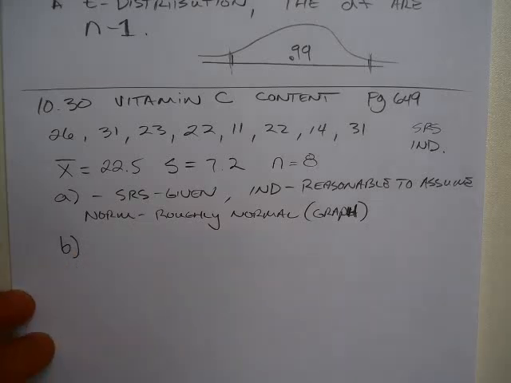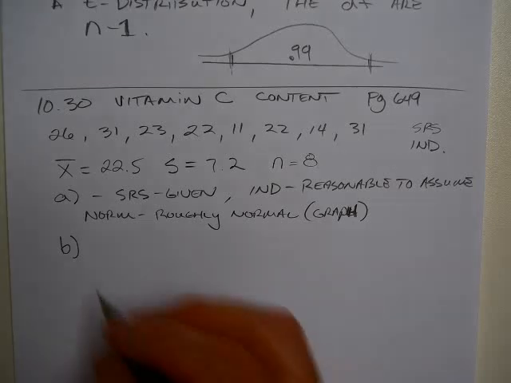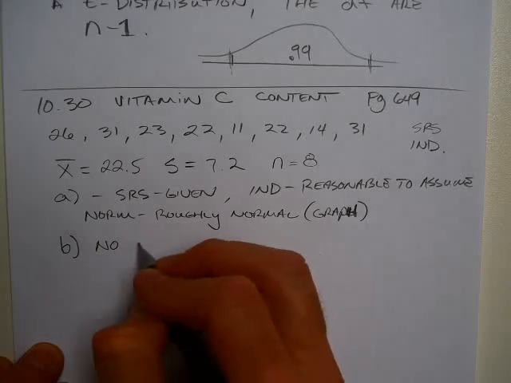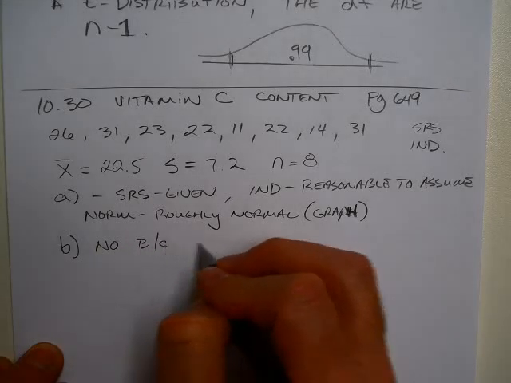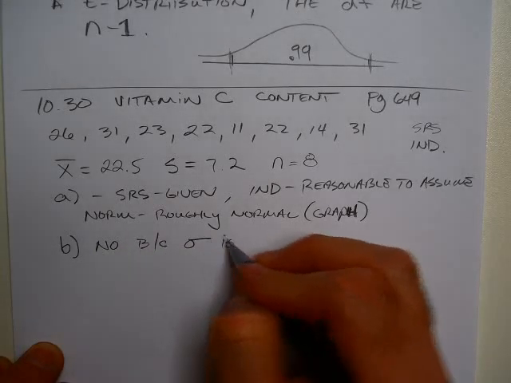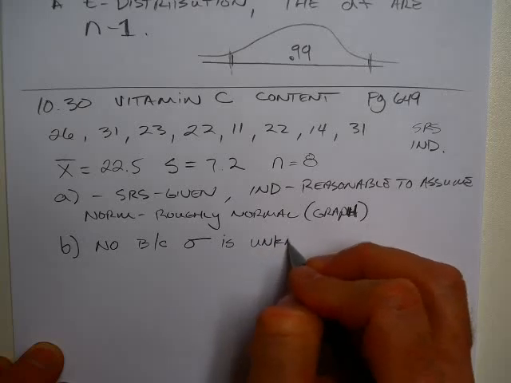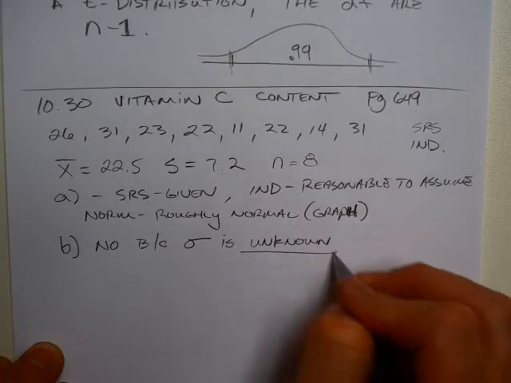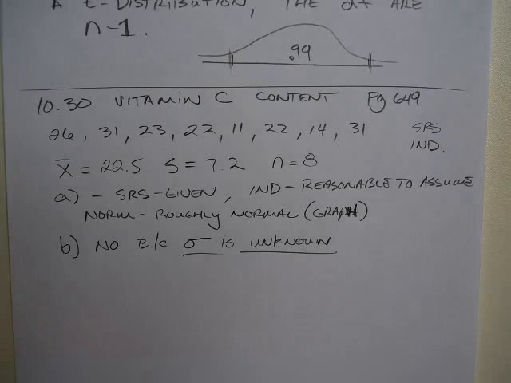B, is it appropriate to use methods based on the normal distribution to analyze this data? Explain why or why not. And the answer is no, because sigma is unknown. If we don't know sigma, we can't use the table A.